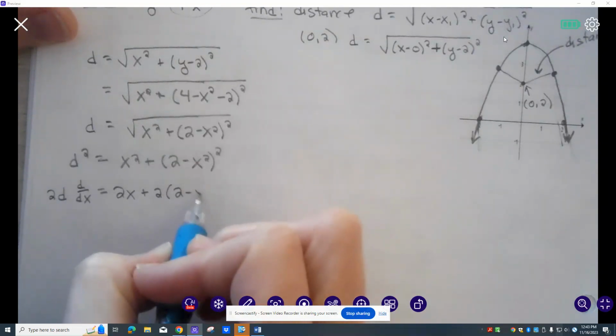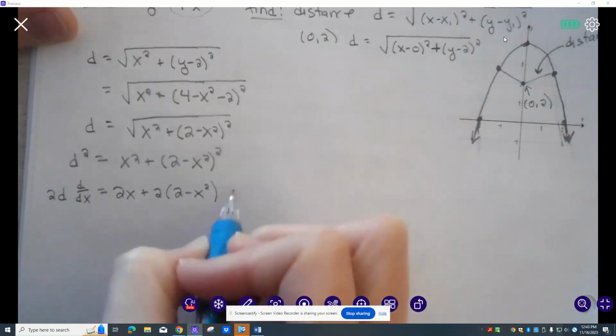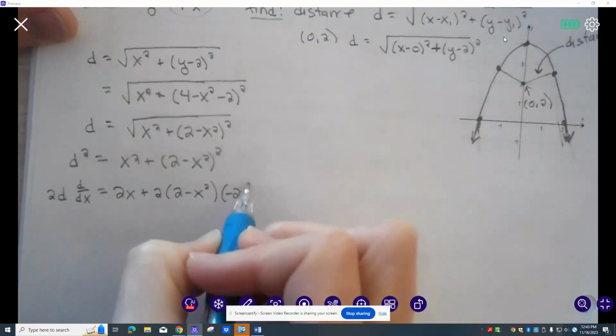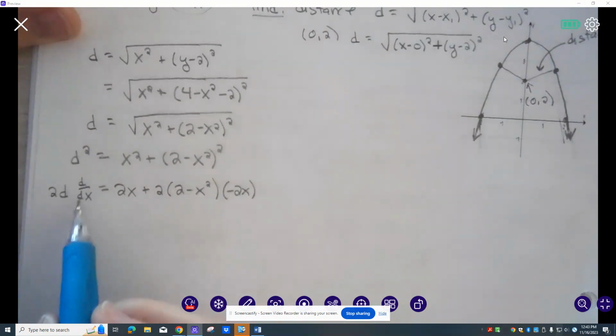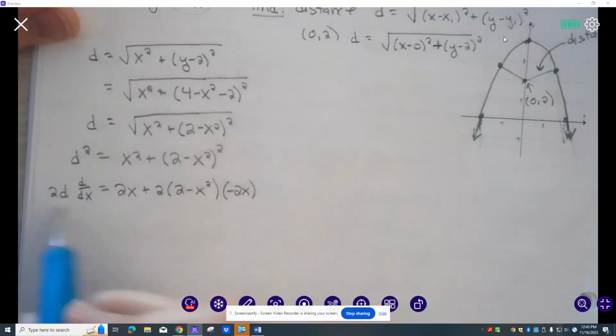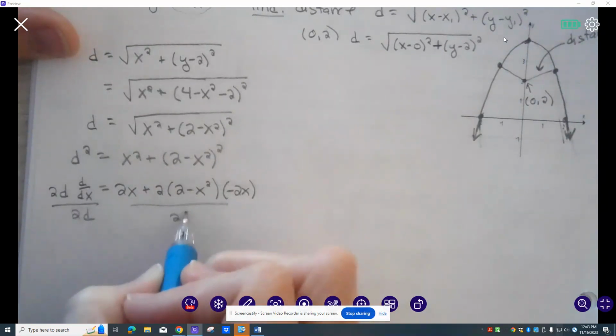And then if you need to pause the video and go back and make sure this makes sense to you, you should probably do that. Okay, now d prime or d dx is going to be equal to this divided by 2d. So I just need to divide both sides by 2d now.